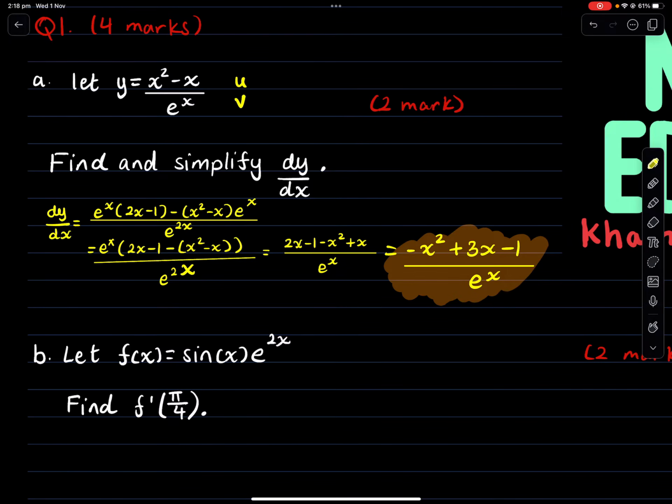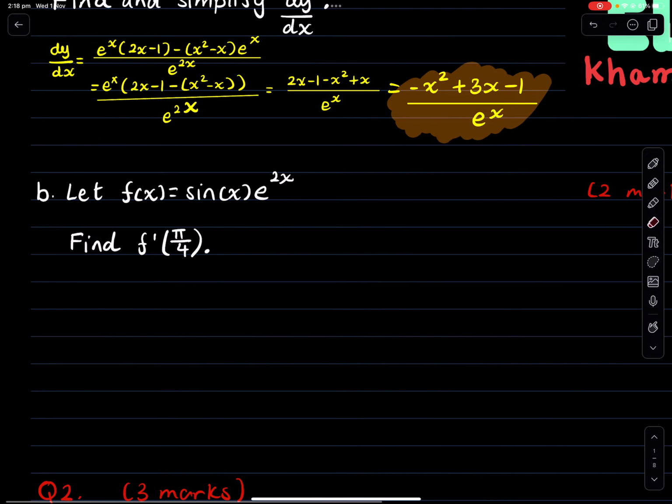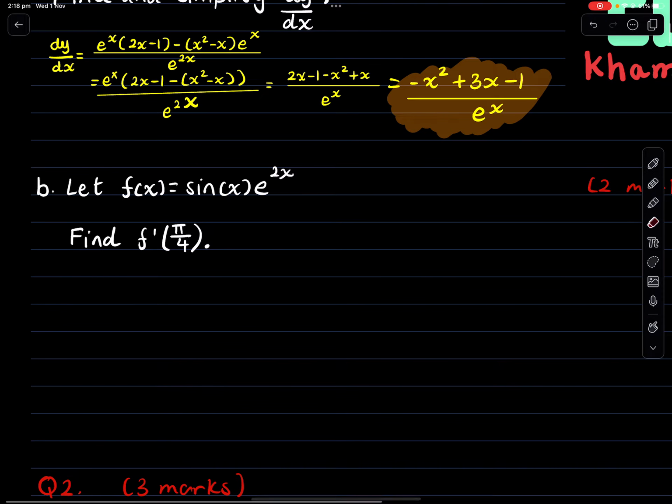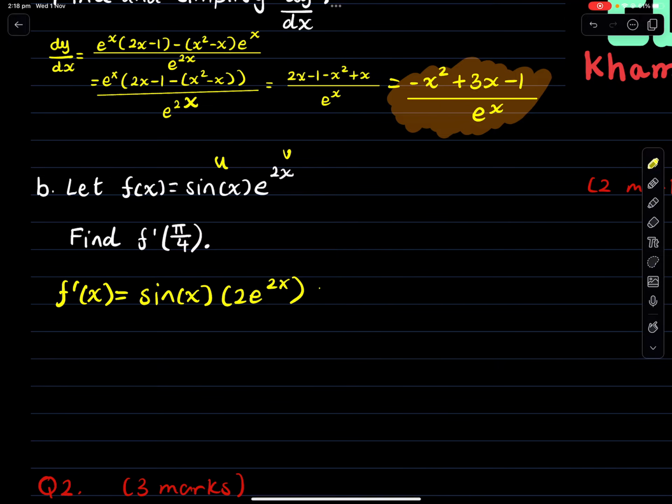Next question. Let f of x be sine this. Find f dash of pi on 4. Okay, 2 marks. So we need to find f dash of x. This is your u and this is your v, so we're going to use the product rule. So this is going to be sine x times 2e^(2x), plus e^(2x) cos x.